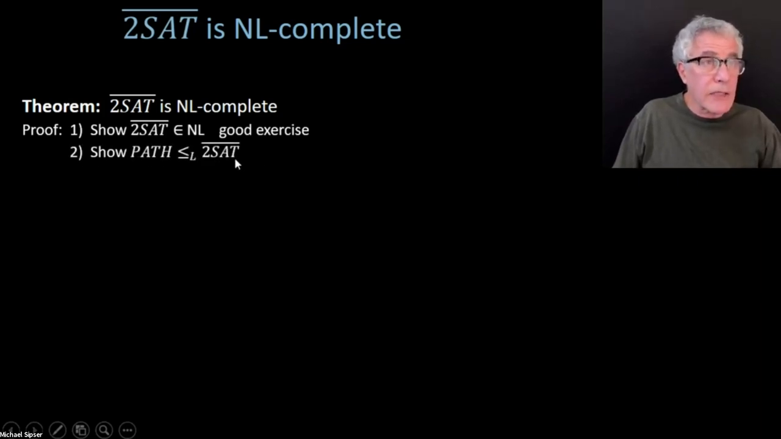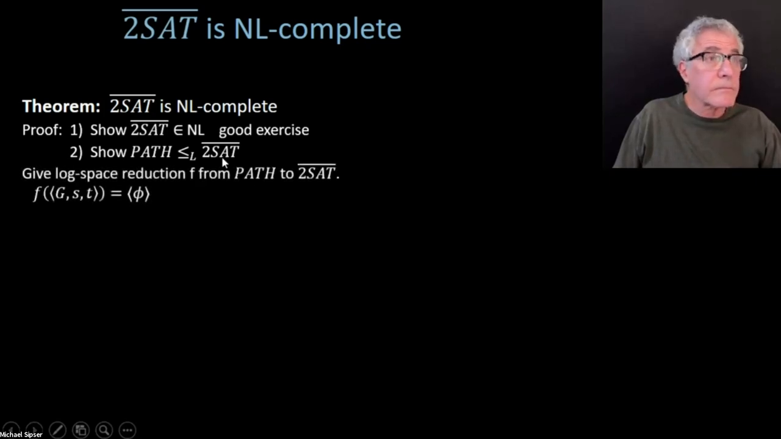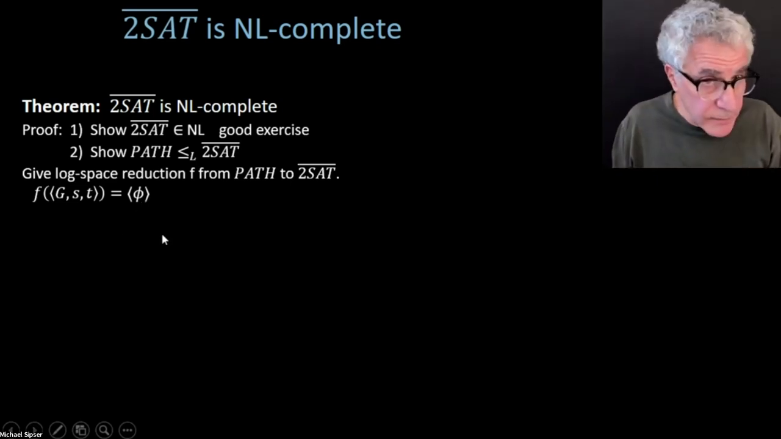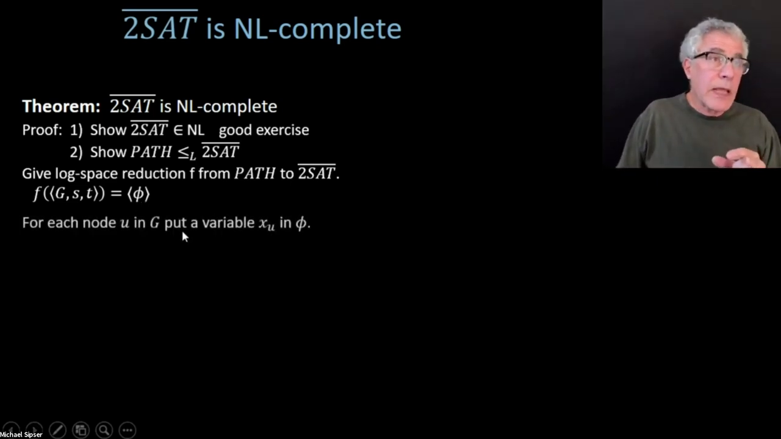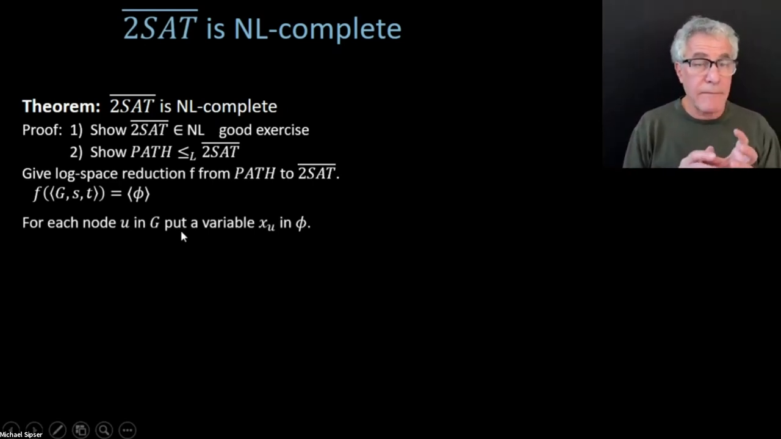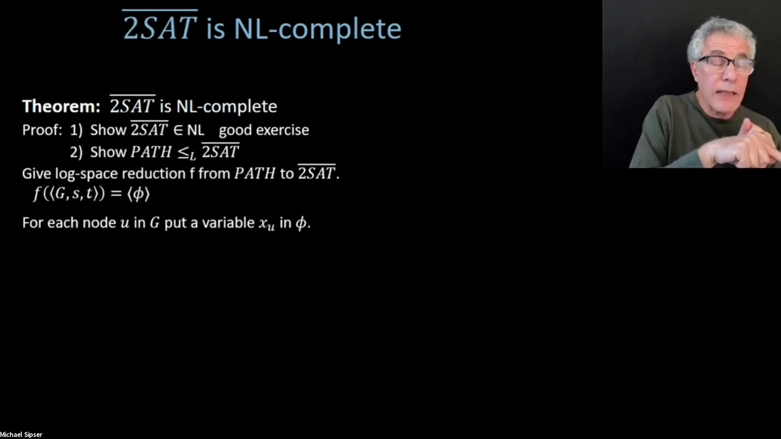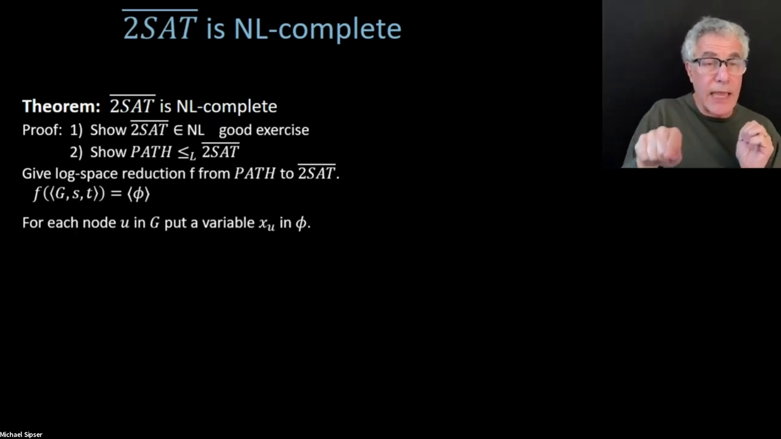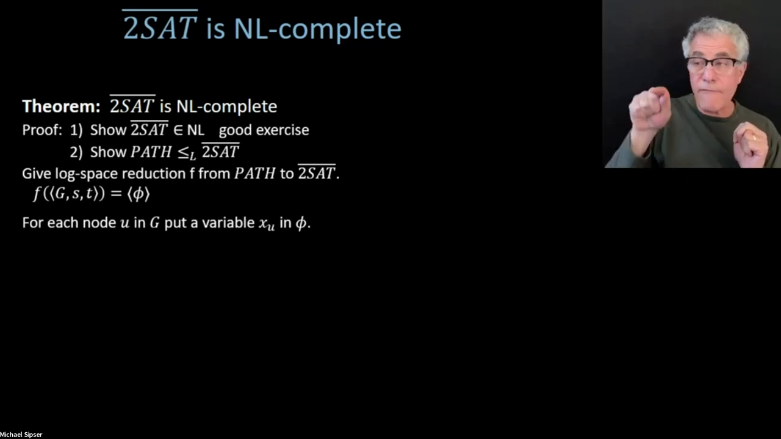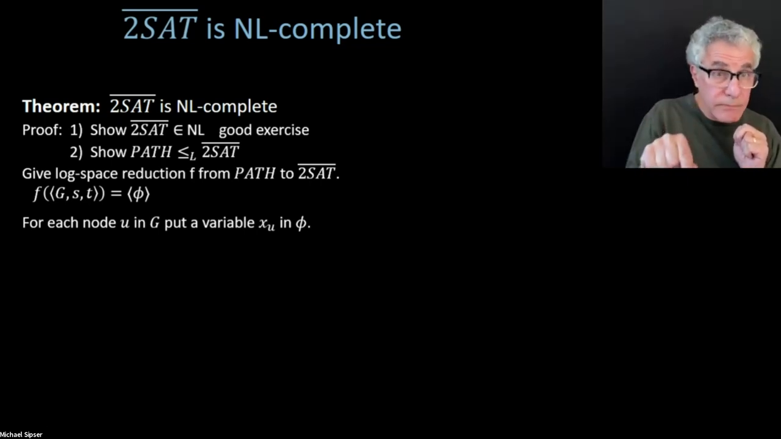We're going to show that path is reducible to the complement of two-SAT. We've got to give a reduction that converts graphs to formulas where there is a path when the formula is unsatisfiable. The path is going to correspond to a sequence of implications in the formula which yields a contradiction and forces it to be unsatisfiable.